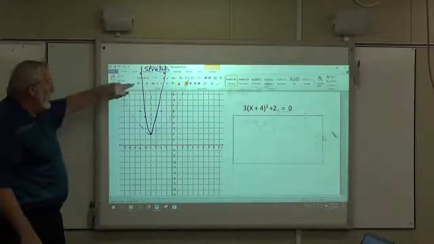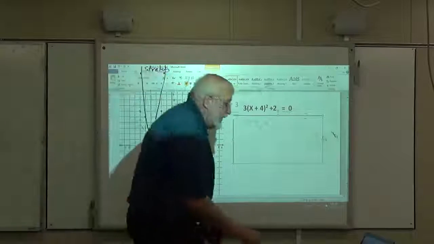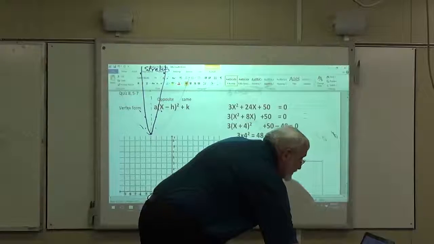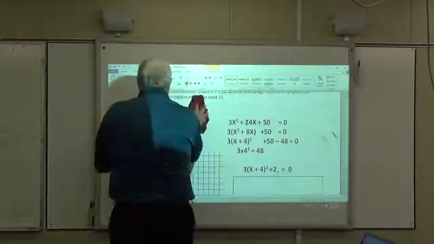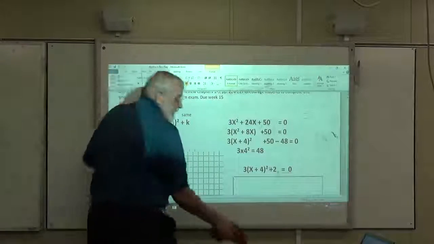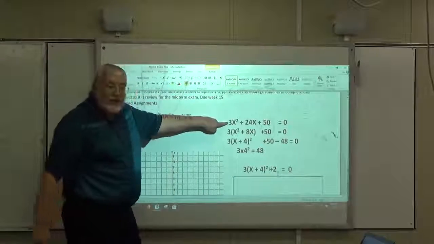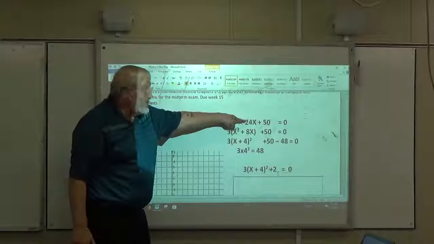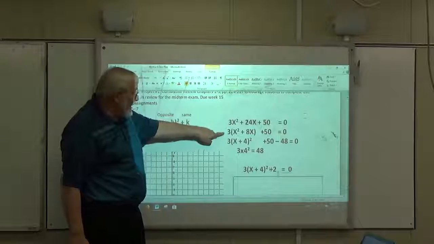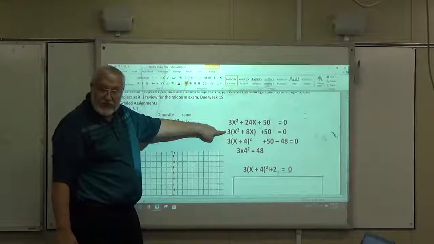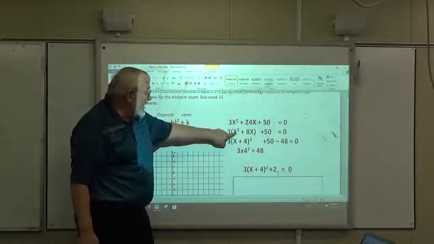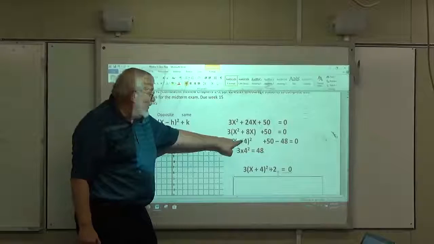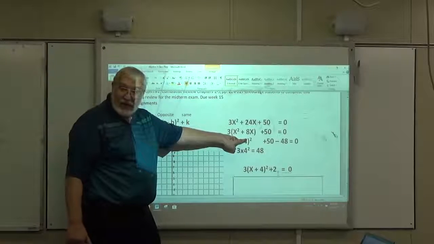Okay? Now, what did we do? Let's go back over that again. All right, we started with the fact that a was not 1, so I had to factor this value, which was 3, out of both the first and second terms. When I did that, I had x squared plus 8x. Then you take half the second term and make the binomial square.